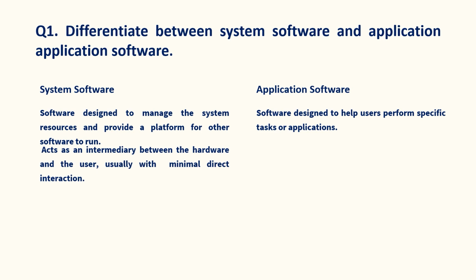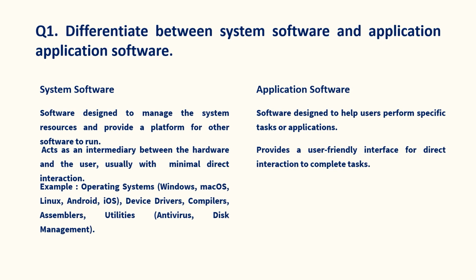System software acts as an intermediary between the hardware and the user, usually with minimal direct interaction. In contrast, application software provides a user-friendly interface for direct interaction to complete tasks. Examples of system software include operating systems, device drivers, compilers, assemblers, and utilities. Examples of application software are Microsoft Word, Adobe Photoshop, Google Chrome, and video games.